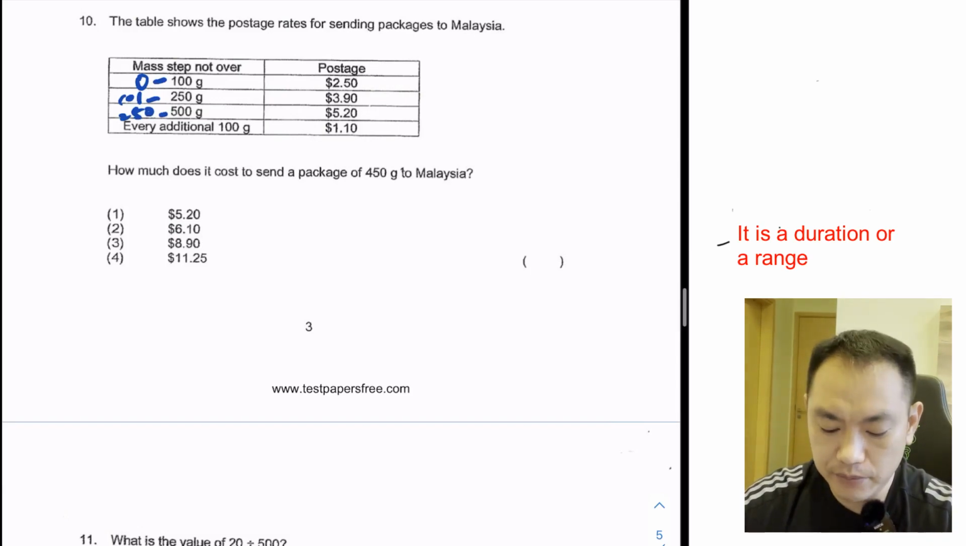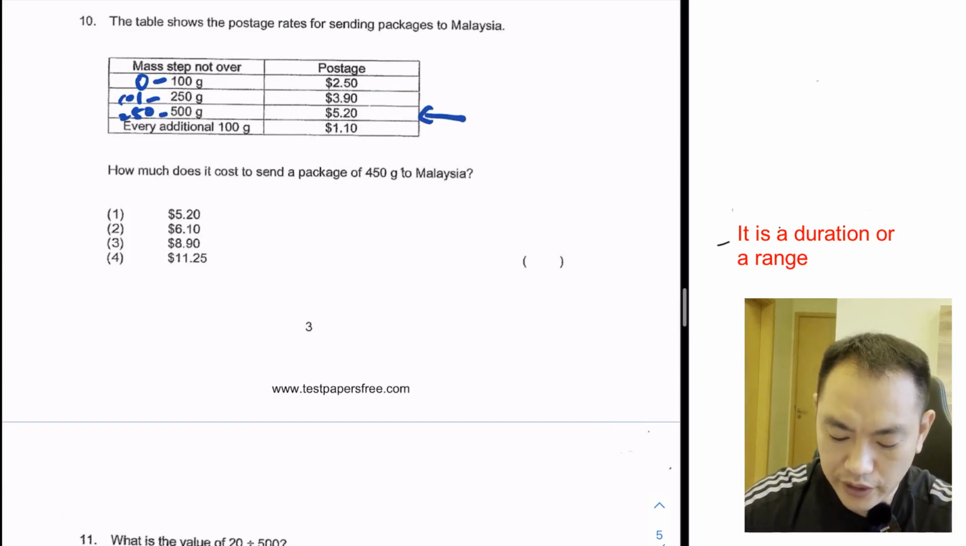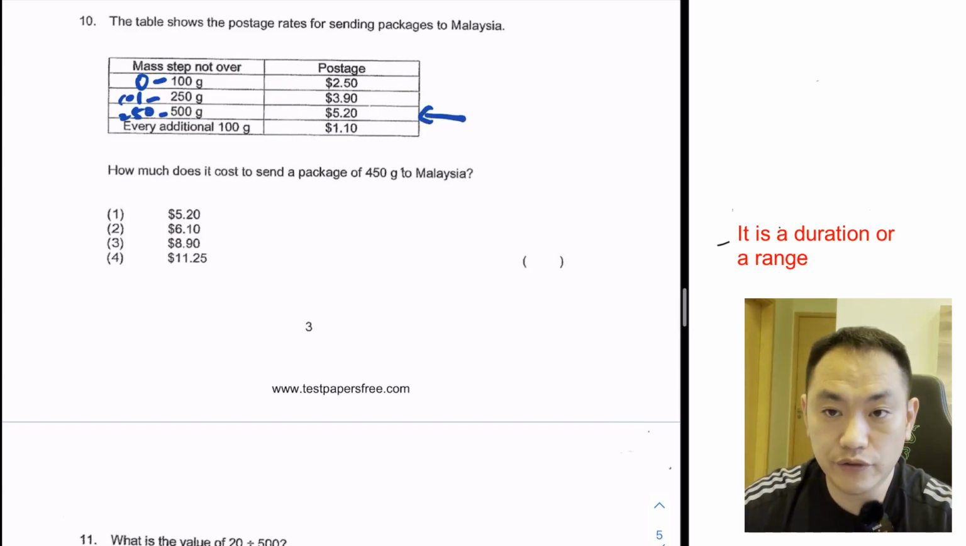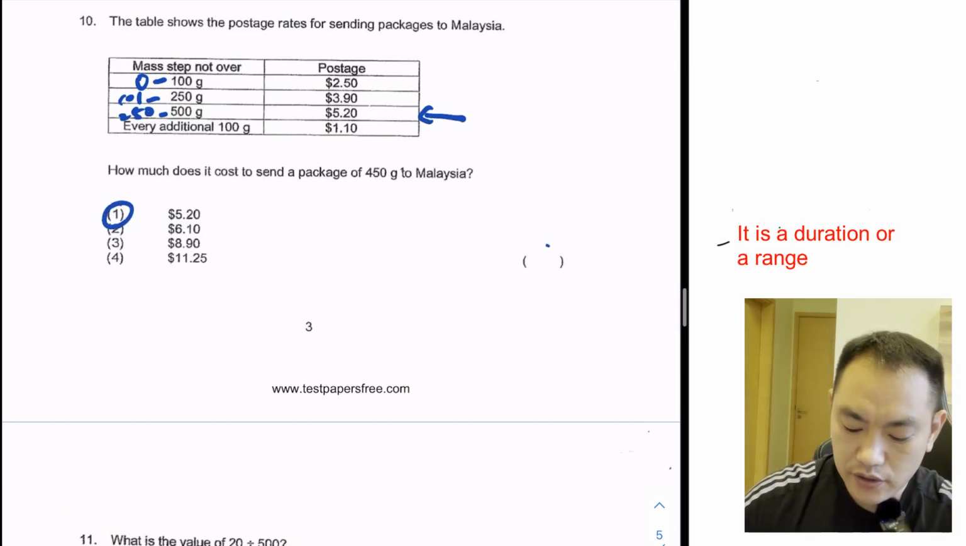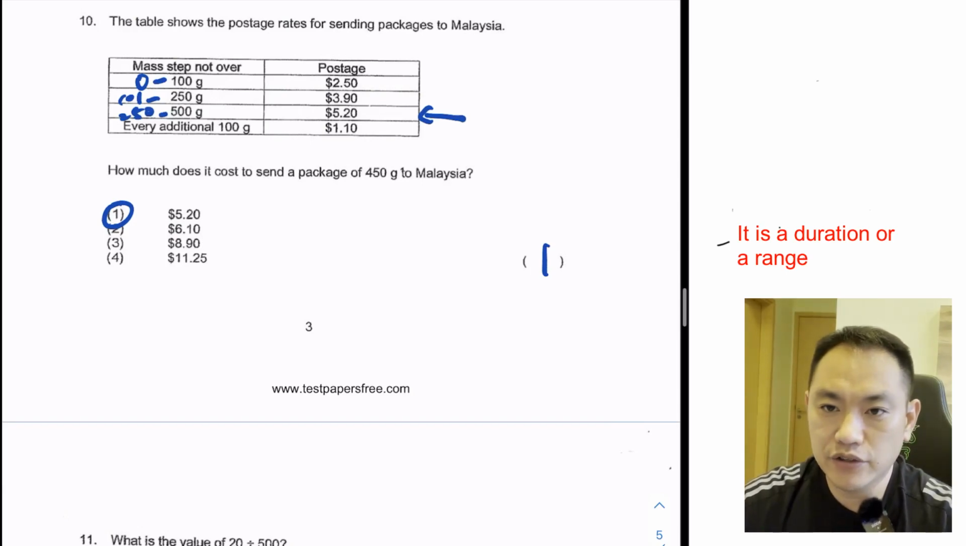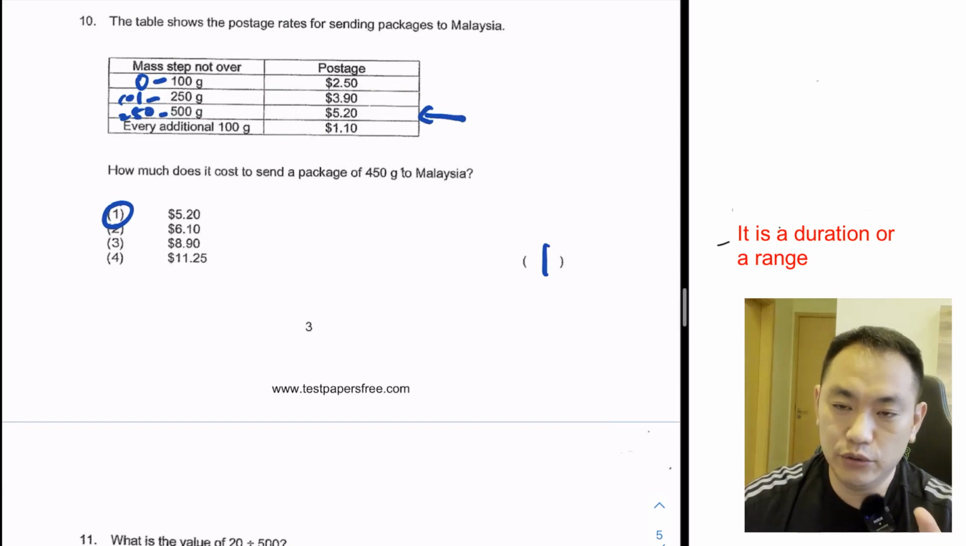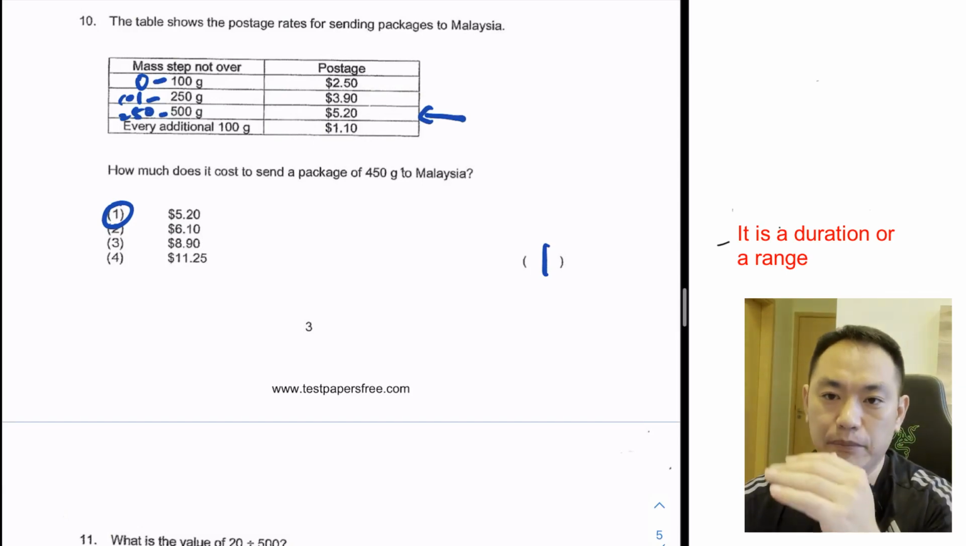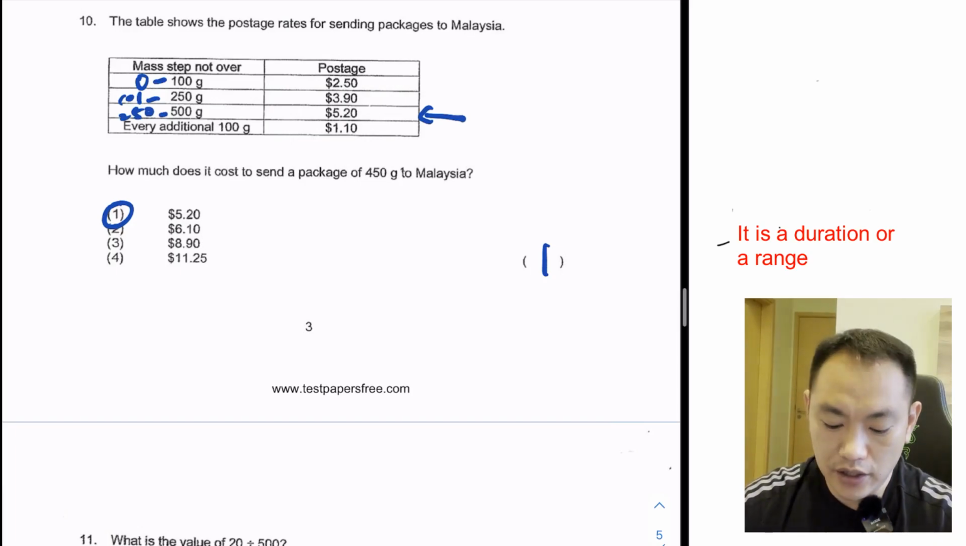Okay, so then you go back to your table. 450 grams is higher than 250 grams, but below 500 grams. So it was the rate here, right? So basically the answer is quite straightforward, 5.2. You don't need to do the division like $5.2 divided by 500 and then times by 450. No, that's not how you calculate. In this real life scenario, you will check in which duration or range the weightage falls under, and then you just cross-check the table and pay the right postage. Okay, so this should be quite straightforward.